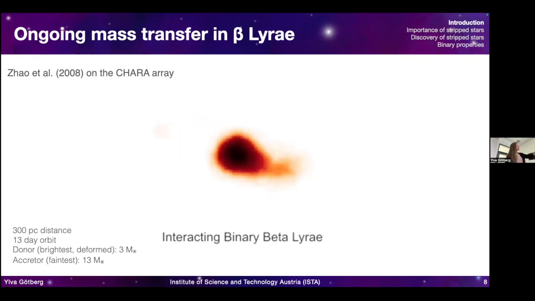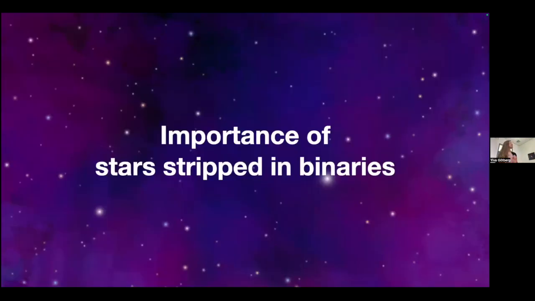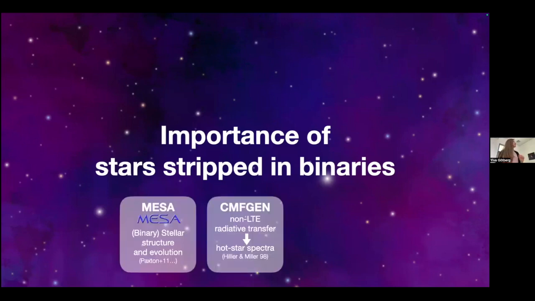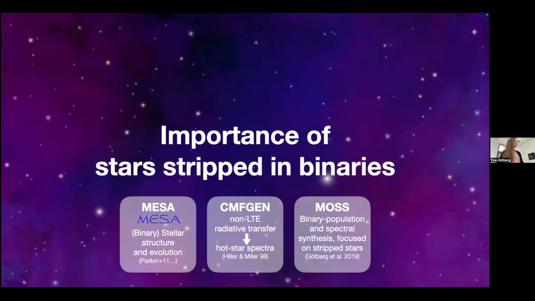Yeah, it's actual images. So now let's move towards the importance of the stripped stars. For this section, I have prepared a little bit of theoretical predictions. I come from a theory background, stellar evolution modeling with MESA. For spectral modeling, I use a code called CMFGen for hot star spectra. And I have also prepared a spectral population synthesis code, but it's really basic and doesn't have a good name yet. It's just to show proof of concept things.